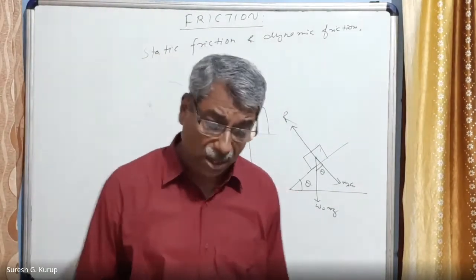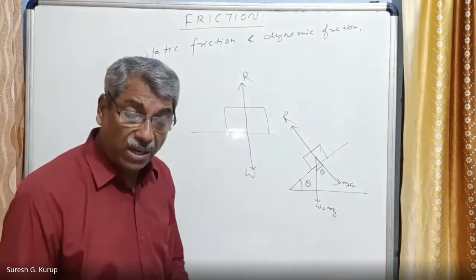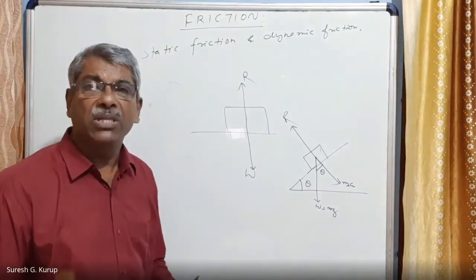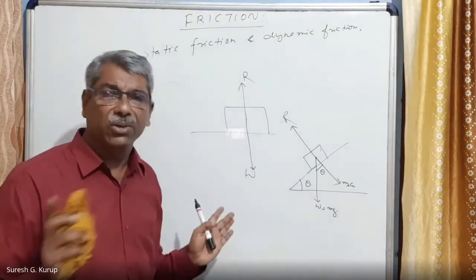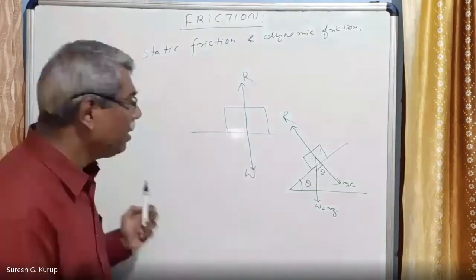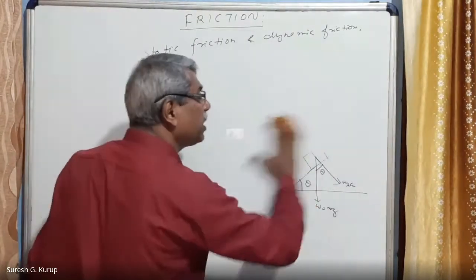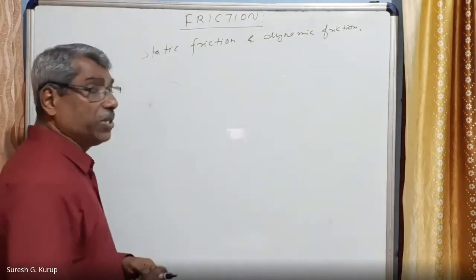This is another most important thing. The last point I want to tell is that the magnitude of the limiting friction, that means Fs, is directly proportional to normal reaction. You know what is normal reaction, right? Last point, what is that? The force of friction is directly proportional to normal reaction. So this is point number 4.